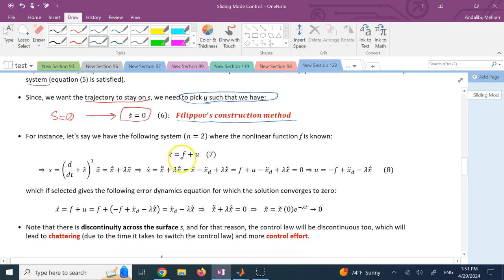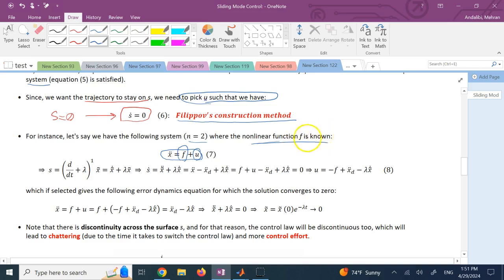Let's say the example is, and this is not just a specific example, this is like a general category of second order differential equations. X double dot equals f plus u. Let's say this is your system where f is a nonlinear function, u is the input, control input, and x double dot is the highest order derivative for a second order system. And f is a nonlinear function. Okay, good. Let's say for the moment f is perfectly known. In practice, we don't know f all the time perfectly, but let's say for the moment, f is known.